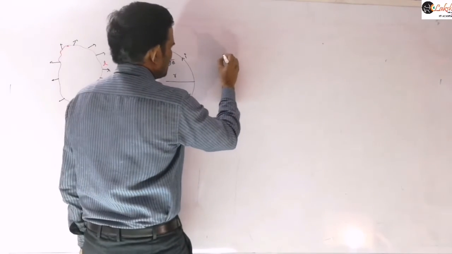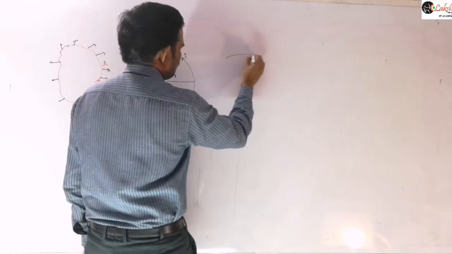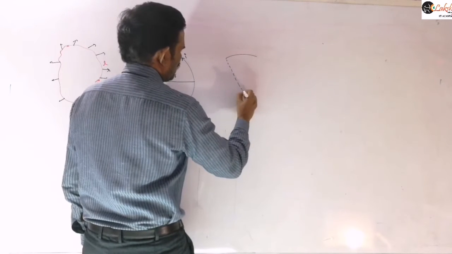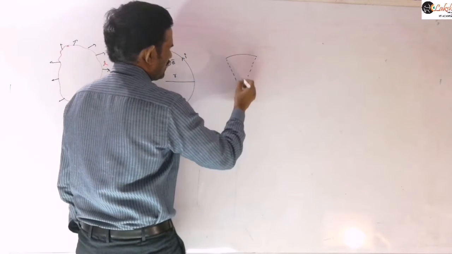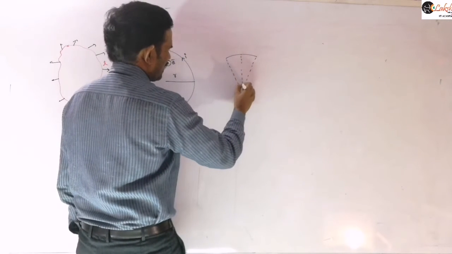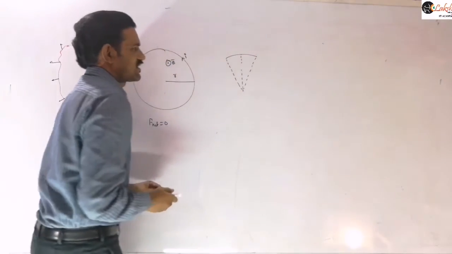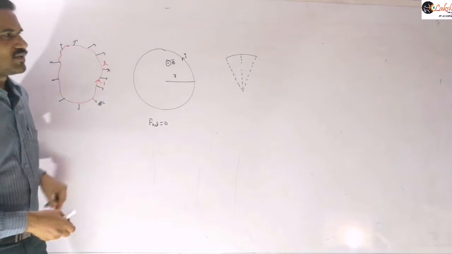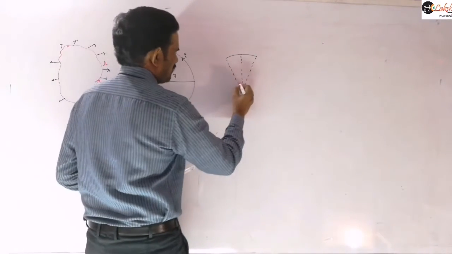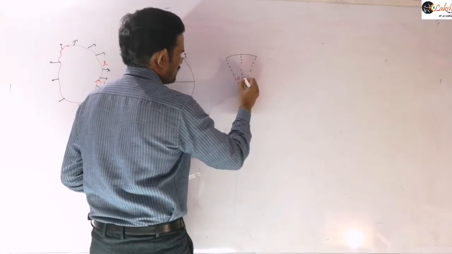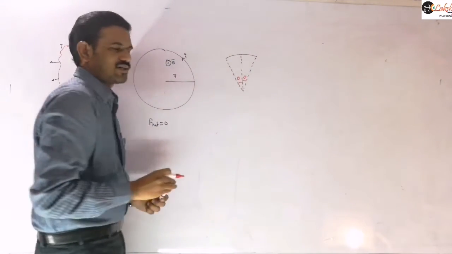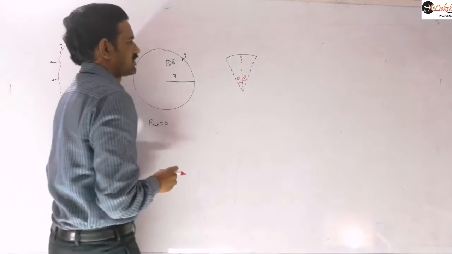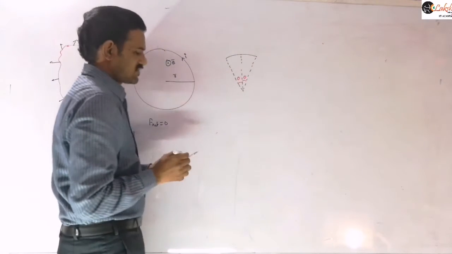So for that we consider a small element of the circle. So we are taking this small element of the circle here. Suppose it subtends an angle of 2 theta. It's a very small element only, so this angle is theta and this is theta. So the total angle we can consider as 2 theta. And now we write the forces acting on this.